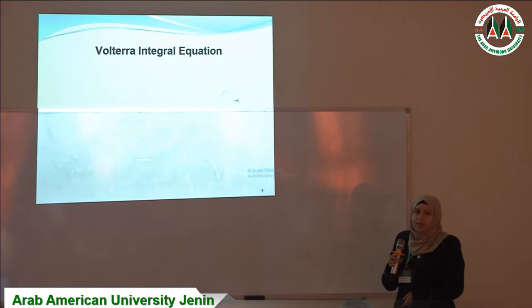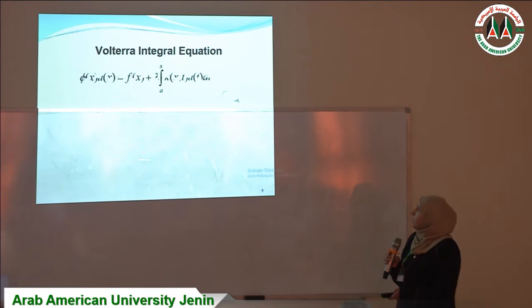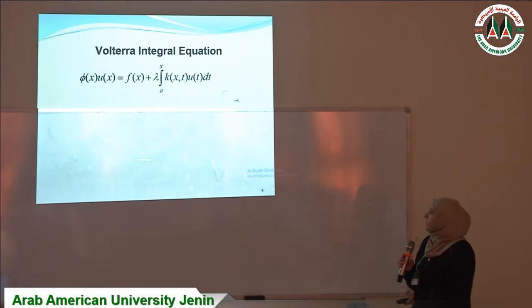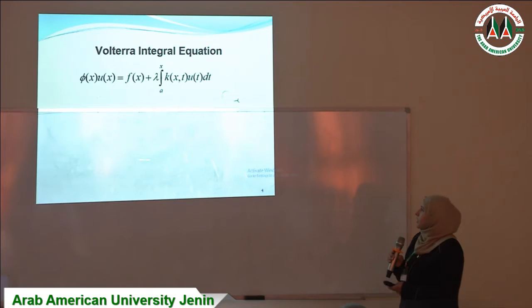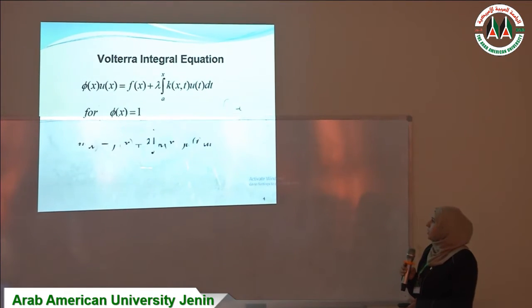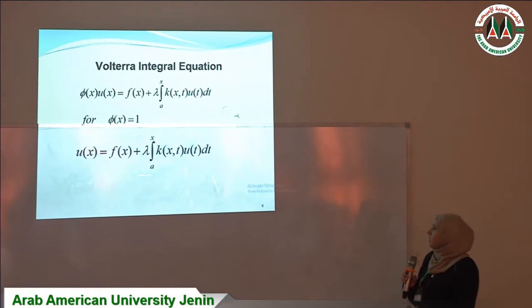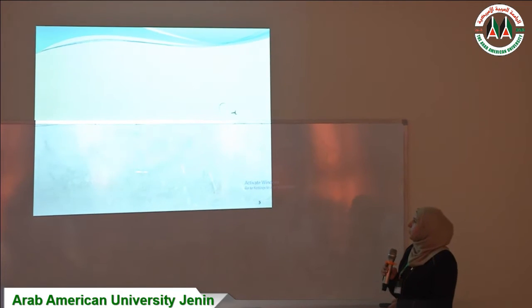Integral equations have two major kinds, the Volterra integral equation and the Fredholm integral equation. The general form of the Volterra integral equation is given by this formula, where u(x) is the unknown function, k(x,t) is the kernel of the integral equation, lambda is a constant, and φ(x) and f(x) are known functions. For φ(x) equal to 1, we get this formula, which is called a second kind Volterra integral equation.